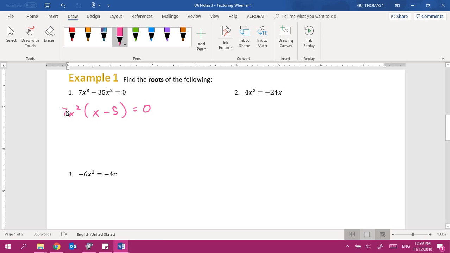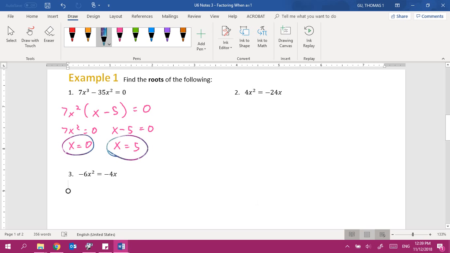Okay, so how do I find my roots then? How do I find 7x squared equals 0? X minus 5 equals 0, right. Each factor, you set it equal to 0. So this one on the left, 7x squared equals 0. X, you already know x is going to equal what? 0. That's right, that's automatic. Okay, and then this one on the right, x minus 5 equals 0. X equals? 5. That's right. Good.